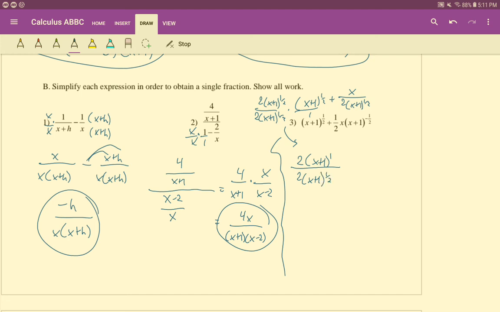Oh, no, I'm sorry. We got the 2's there. Yeah, never mind. 2's there. So then that's that. Okay, we can get rid of that 1 now because it's just the first power. And then we have plus x over 2 times x plus 1 to the 1/2 like so. Common denominators. Now we can combine our numerators together.